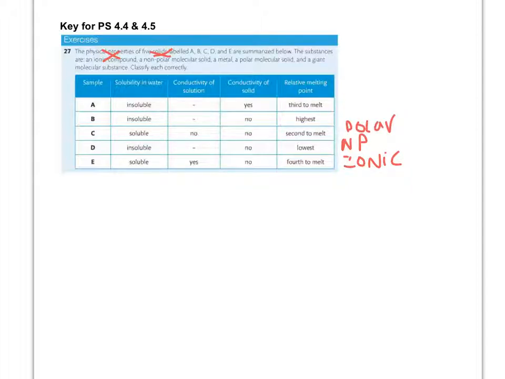And then I'm left with my giant covalent and my metallic. And they're both going to have relatively high melting points, but the difference is the metal is going to be able to conduct as a solid, whereas the giant covalent will not be able to. So that's the order I would come up with on 27.